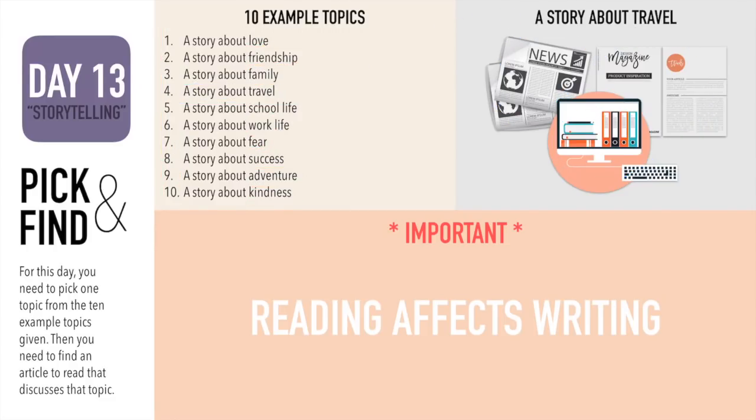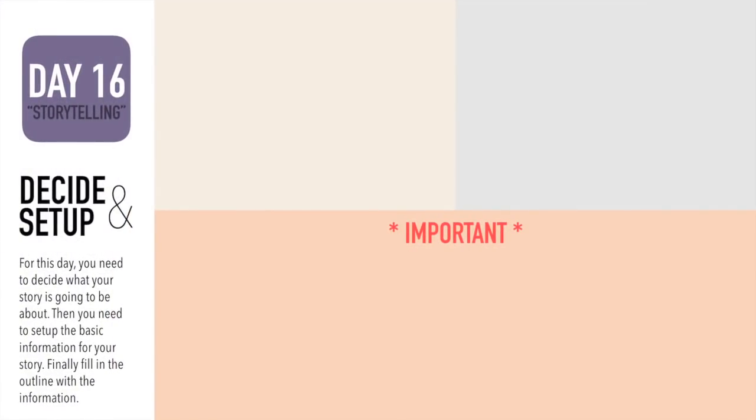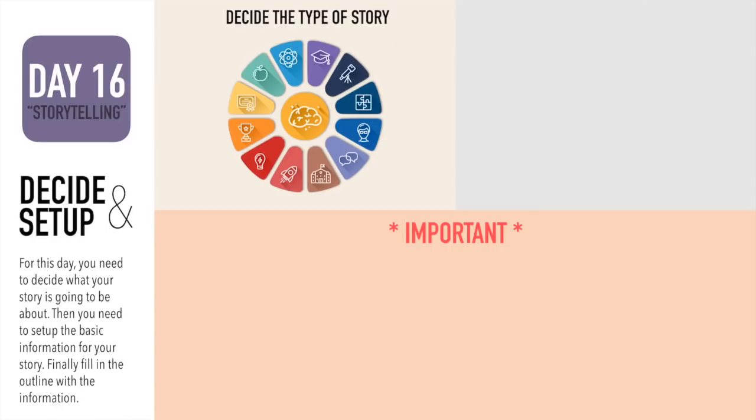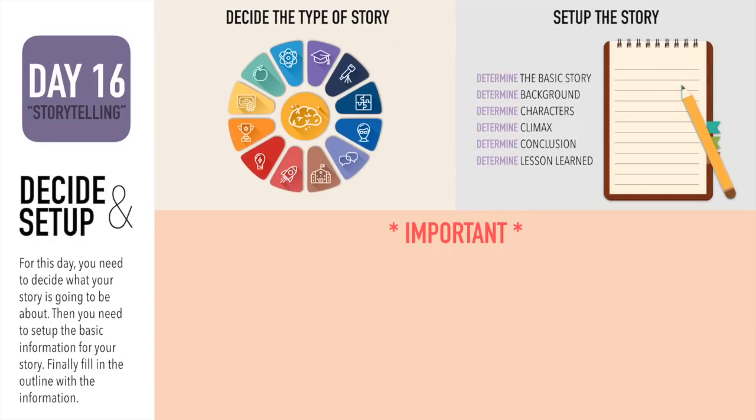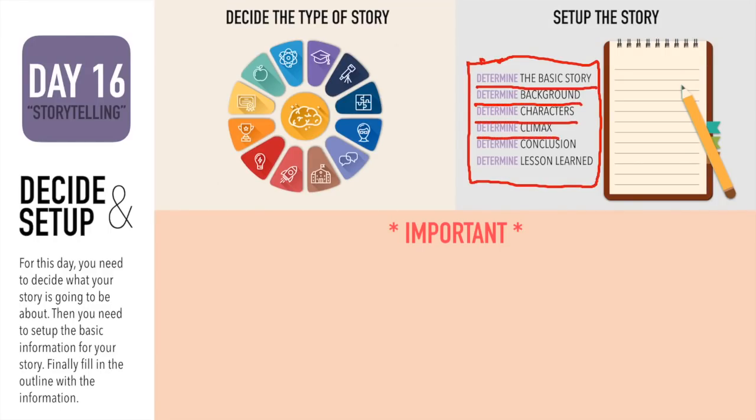So day 16, remember, we're skipping forward. Day 16, decide and set up. For this day, you need to decide what your story is going to be about, okay? Then you need to set up the basic information for your story. And finally, fill in the outline with the information. Okay, so you'll notice in this section right here, the setup of the story. This is the general setup you're going to use when you're setting up a story because you have to determine the basic story, the background, the characters, the climax, the conclusion, and the lesson learned.